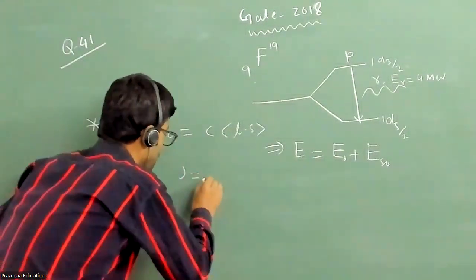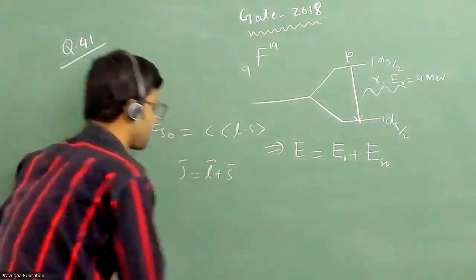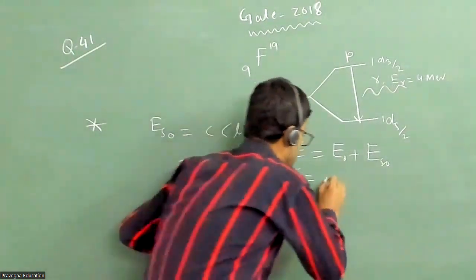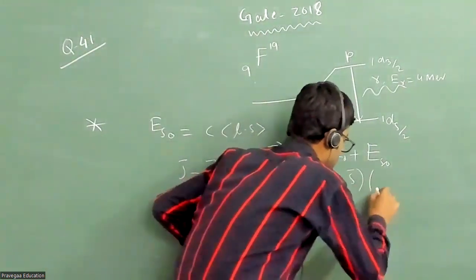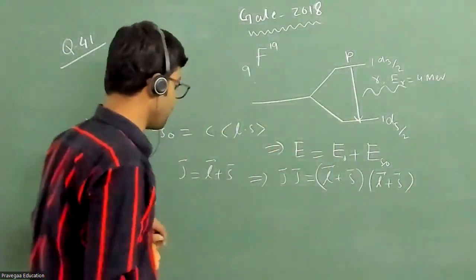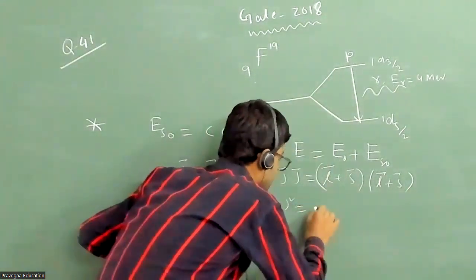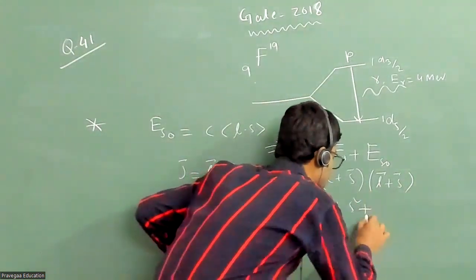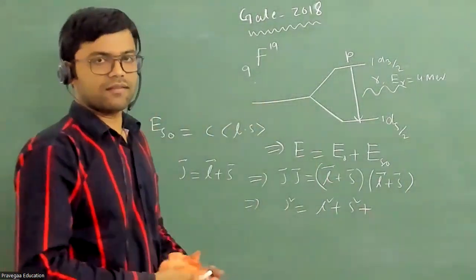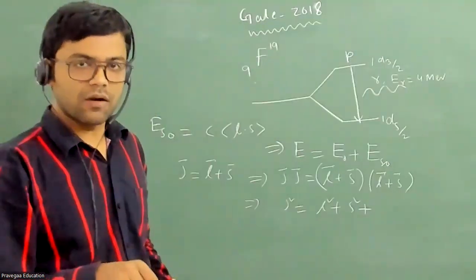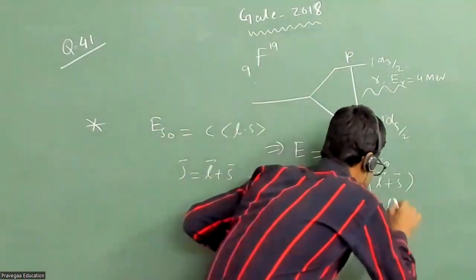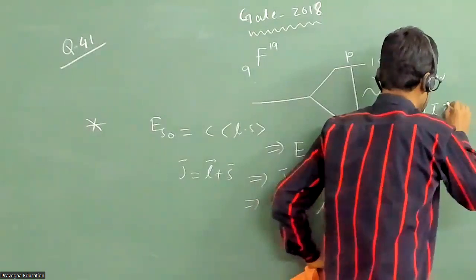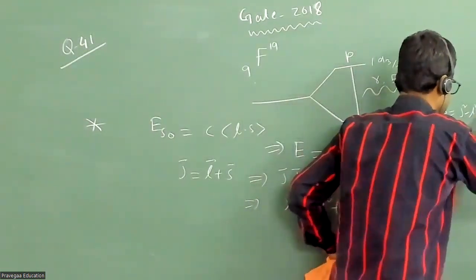As you know, J equals L plus S. Now if you take J dot J, that will be L plus S dot L plus S. That provides J dot J, which is nothing but J square, equals L dot L, that is L square, and then S dot S, that is S square, and you will have L dot S plus S dot L. You can write S dot L as nothing but L dot S, and you have another L dot S, that will provide 2 times L dot S. And from here you will obtain that L dot S is nothing but J square minus L square minus S square, divided by 2.